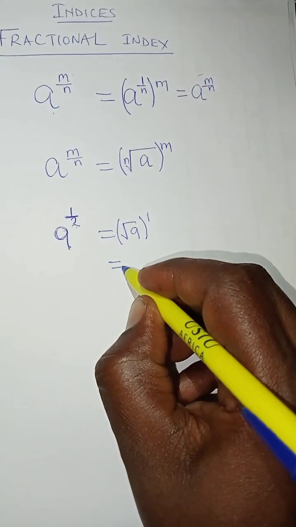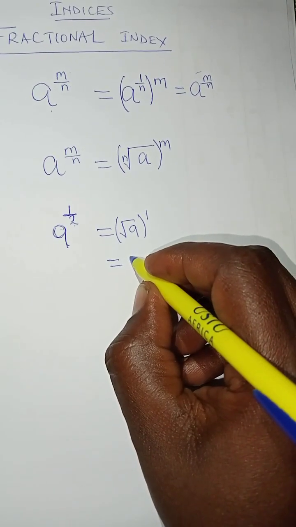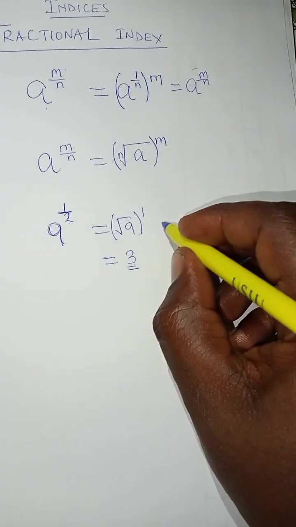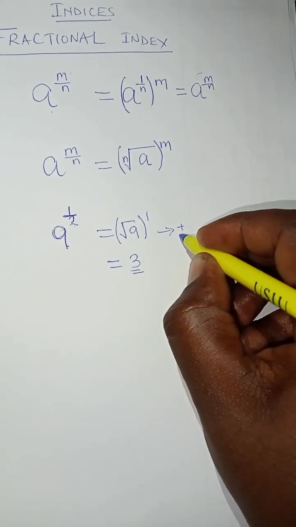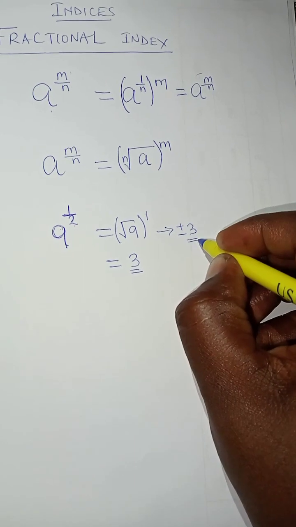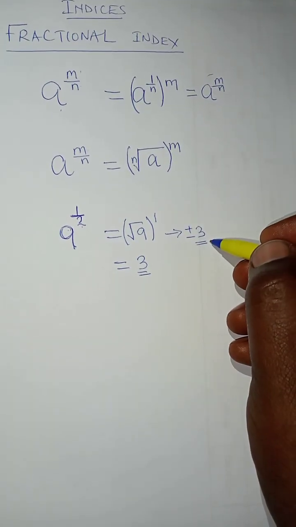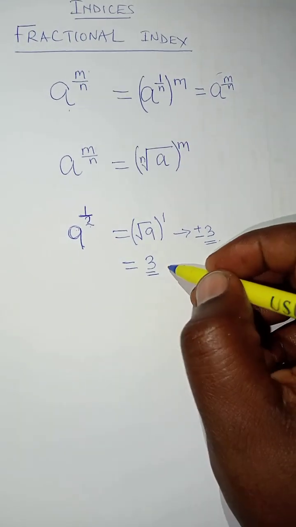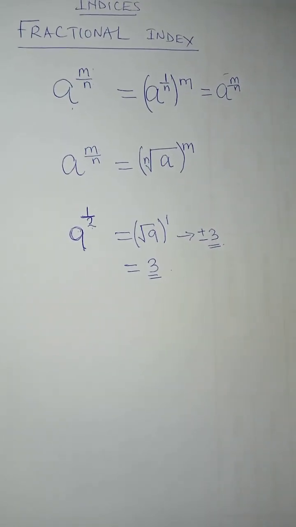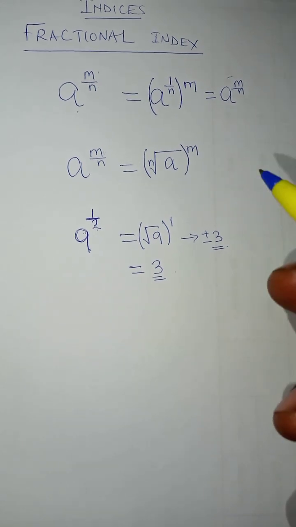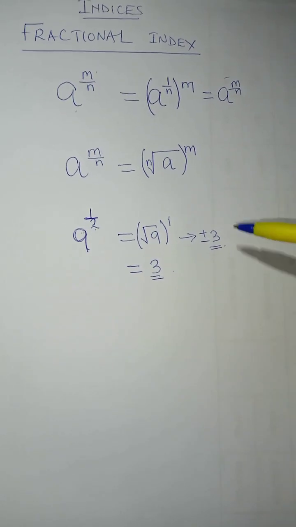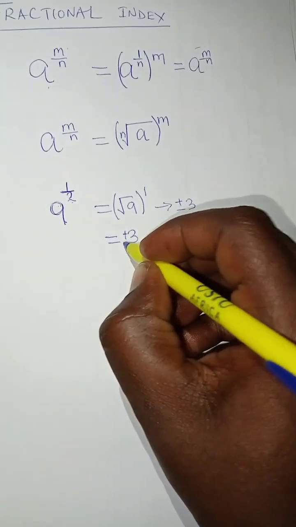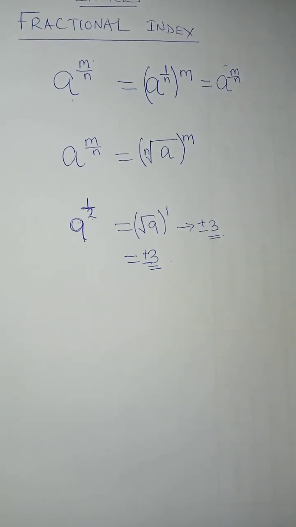So what is the square root of 9? Should be 3. Although we know that the square root of 9 is basically a positive or a negative 3, because negative 3 squared still gives us 9, and 3 squared gives us 9. So let's take 3 for this particular example. So 9 raised to power a half, the answer is positive or negative 3.